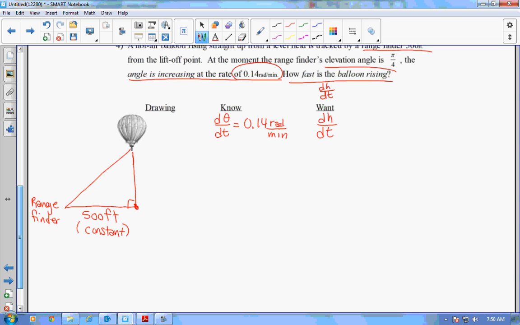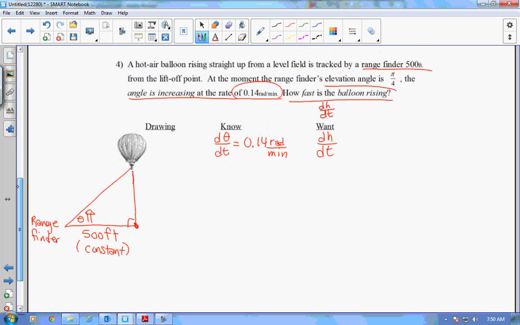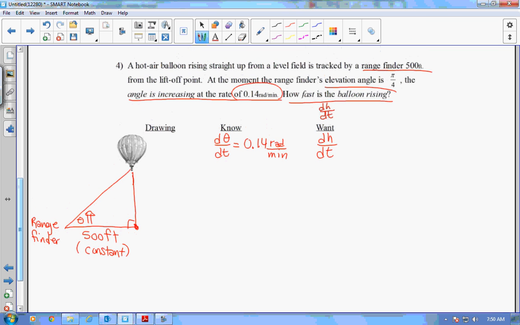Is the angle constant or changing? Changing. So I'm not going to put pi fourth, I'm going to put theta. I'm also going to give myself a reminder, an arrow, that as the balloon goes up, theta is increasing upwards. Okay? What else is also changing? Yeah, we have our height here of the balloon. It's not constant because the balloon's going up.